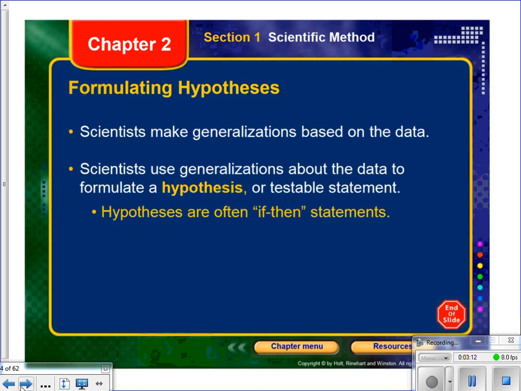Hypothesis. The main thing about a hypothesis is it has to be testable. If you can't perform a test on it, then it's just an observation. It's just a claim, but it's not an actual hypothesis unless we can make some kind of test.